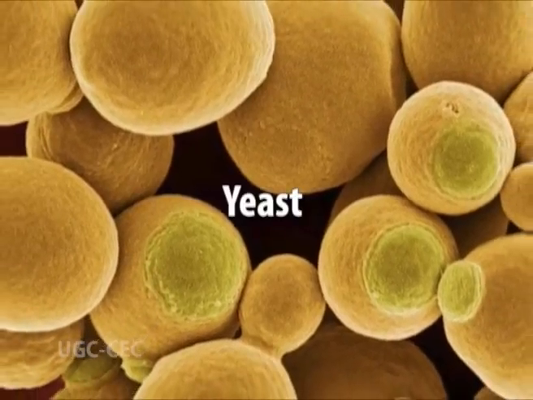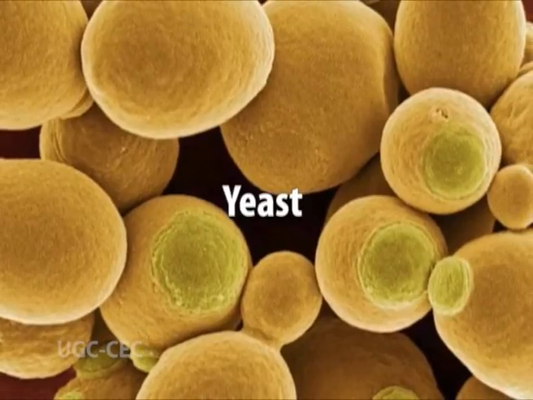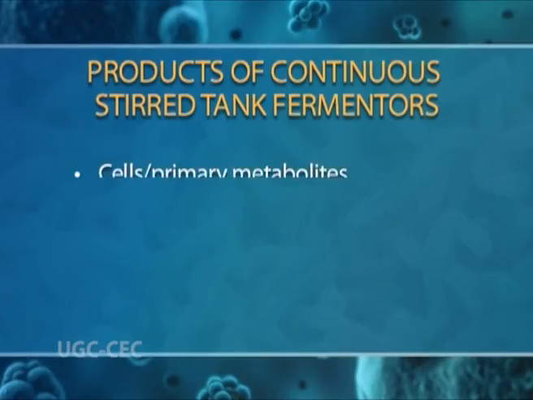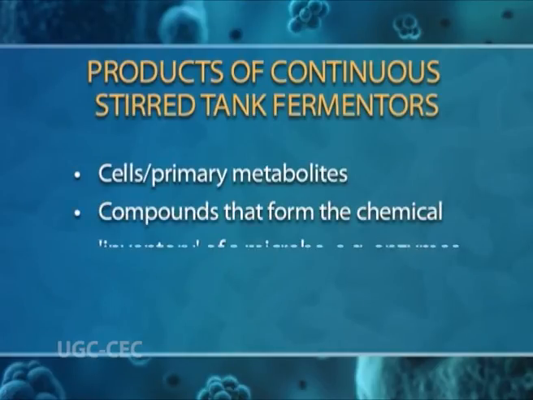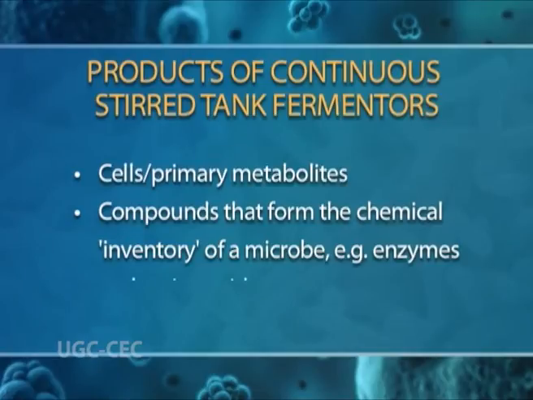The turbidostat requires an experimental determination of the turbidity, also known as an indirect measurement of microbial concentration. This is used to control the flow rate. The most successful continuous systems are those employing yeast and bacteria, in which the desired products are the cells or primary metabolites, compounds that form the chemical inventory of a microbe.